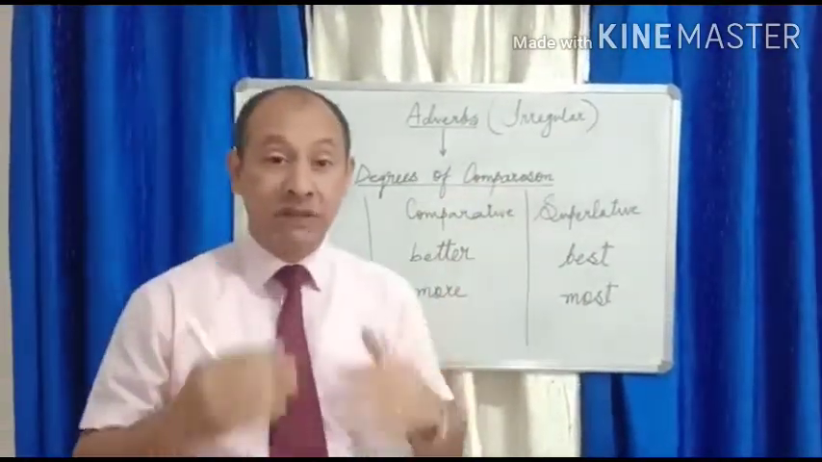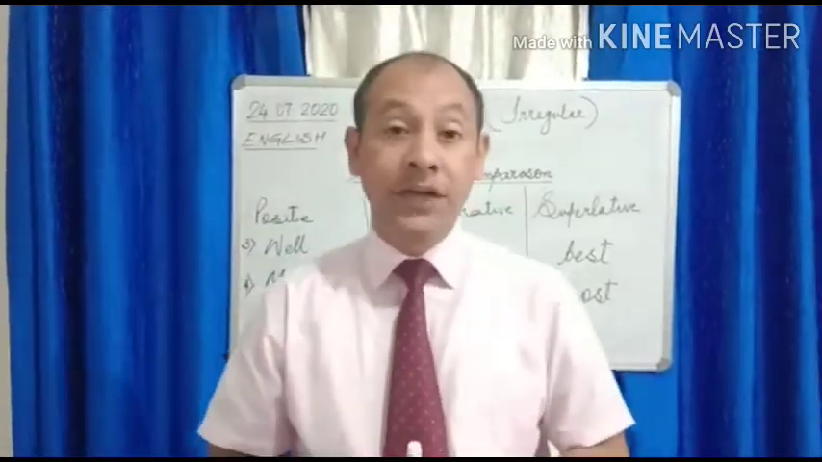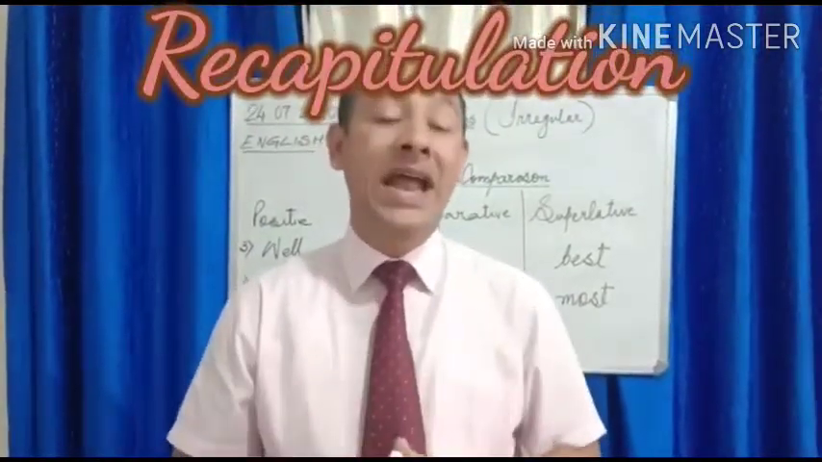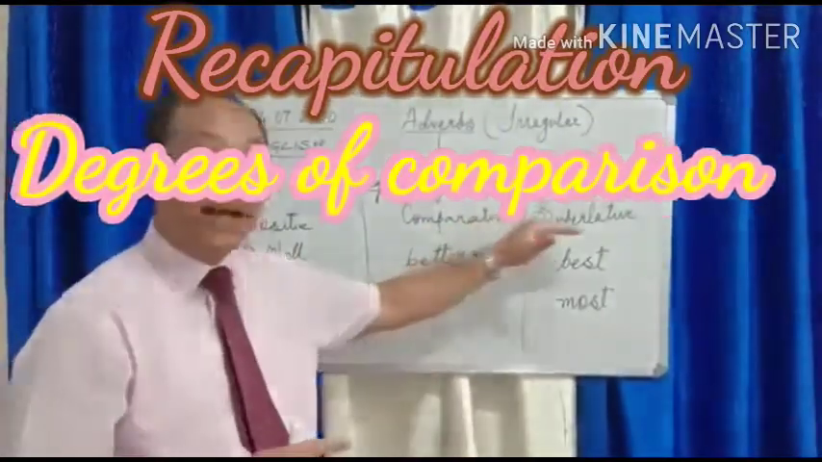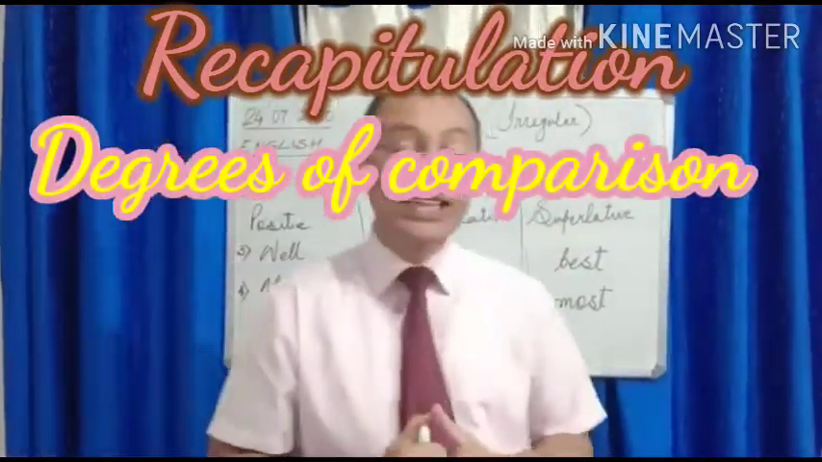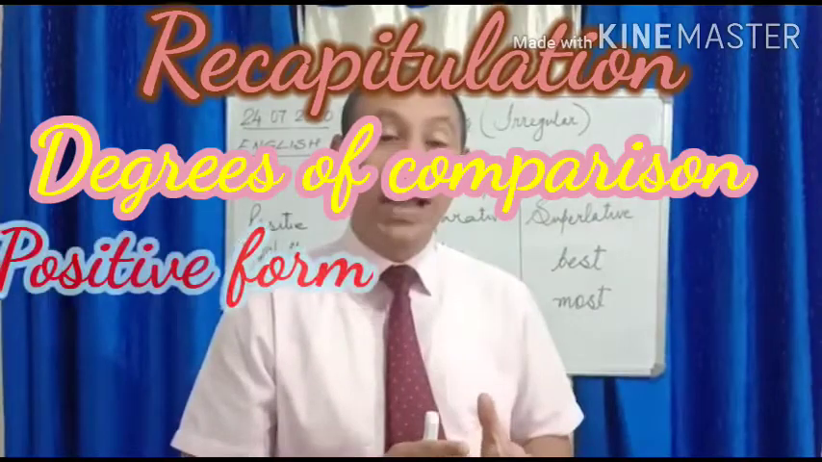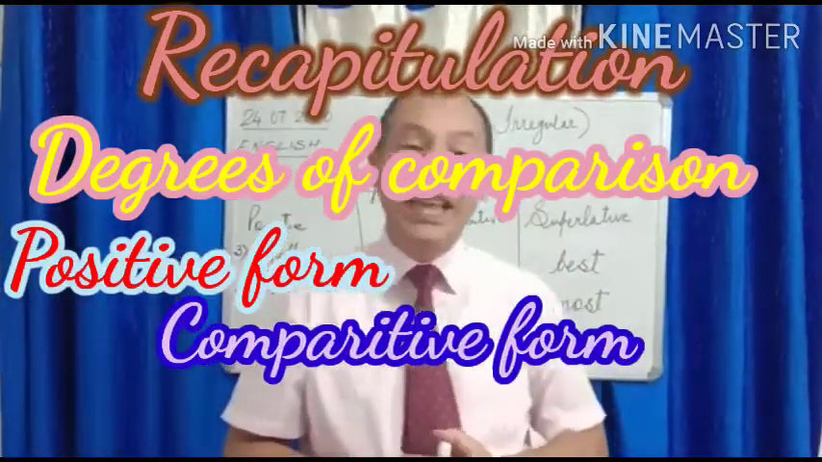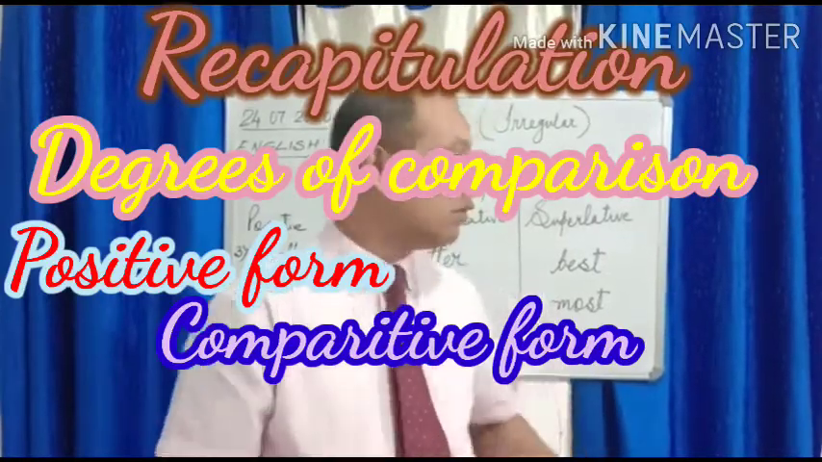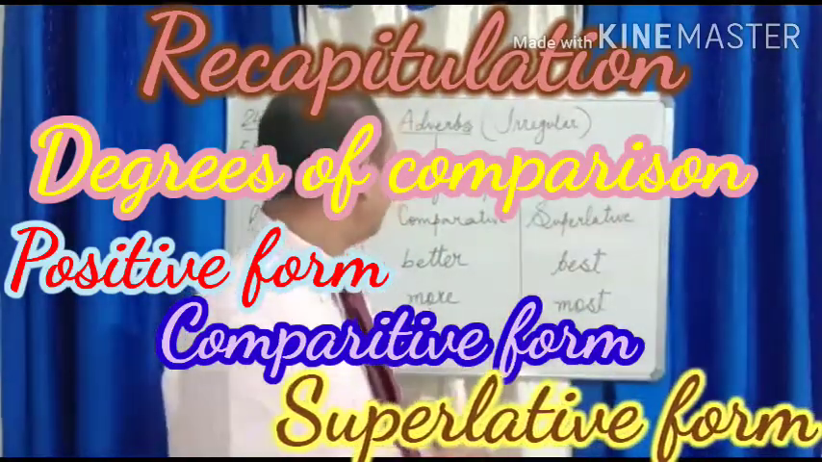So today I've taught you the irregular forms of adverb, degrees of comparison. If you go to do a recap, the first was how we form an adverb, the degree of comparison, comparative and superlative. A single syllable adverb is formed by adding er, which becomes a comparative, and by adding est at the end of the adverb, it becomes a superlative form.